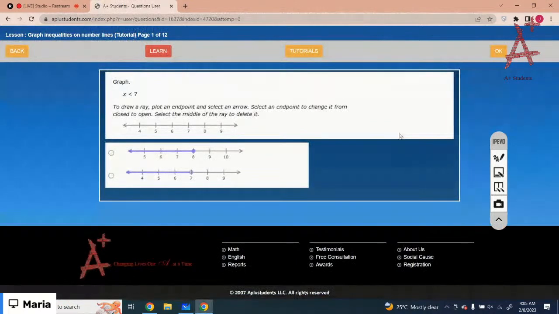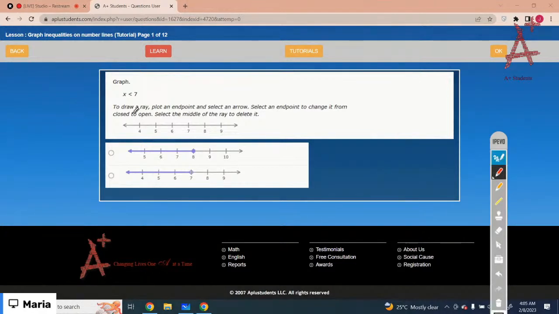test questions. Okay, let's do this one. Yes, we have. Okay, graph x is less than 7. Got it? So you have to plot a graph that is x is less than 7. So x is less than 7 means x can be any number that is less than 7.